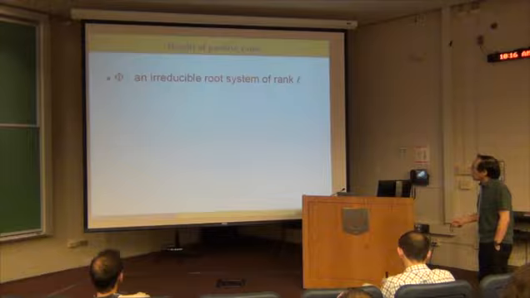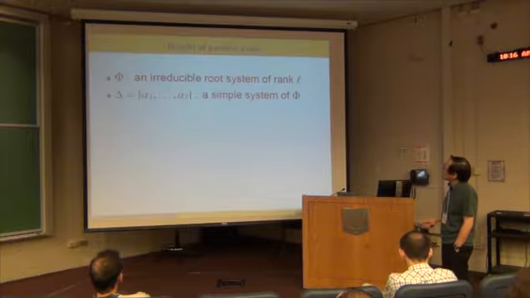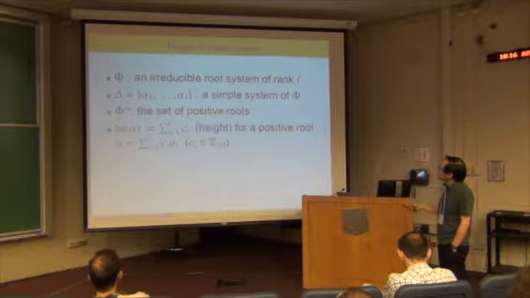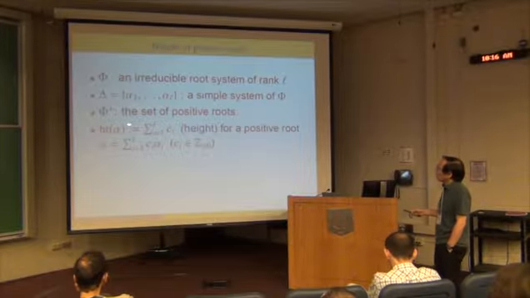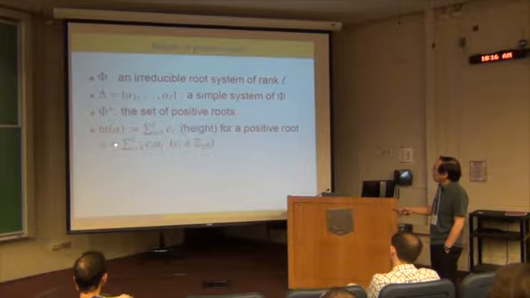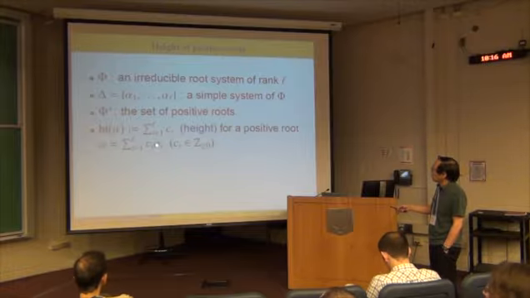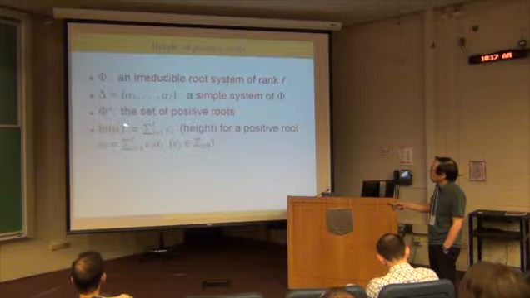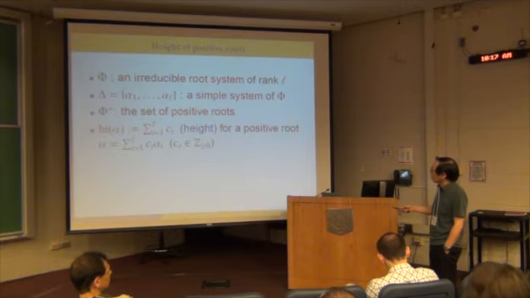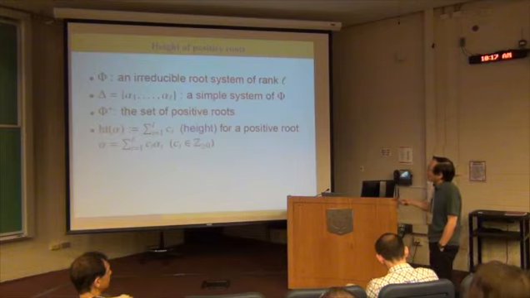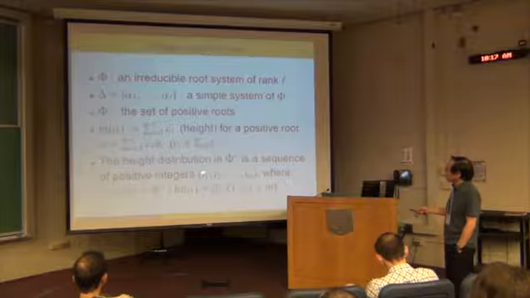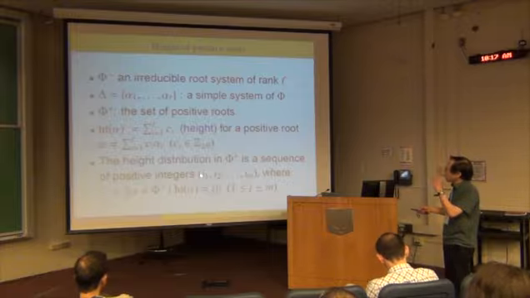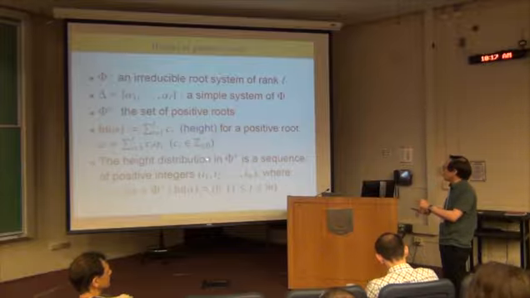Okay, so let me, I believe probably this part you don't need, but just on the safe side, I'd like to review this height here. So height is simply, any positive root can be written this way, and the ci are non-negative integers, so we just simply add all these coefficients. Then of course this is a positive integer, and this is called height. So that, for example, simple roots have height 1, right? And the height distribution is simply the number of positive roots of a given height.